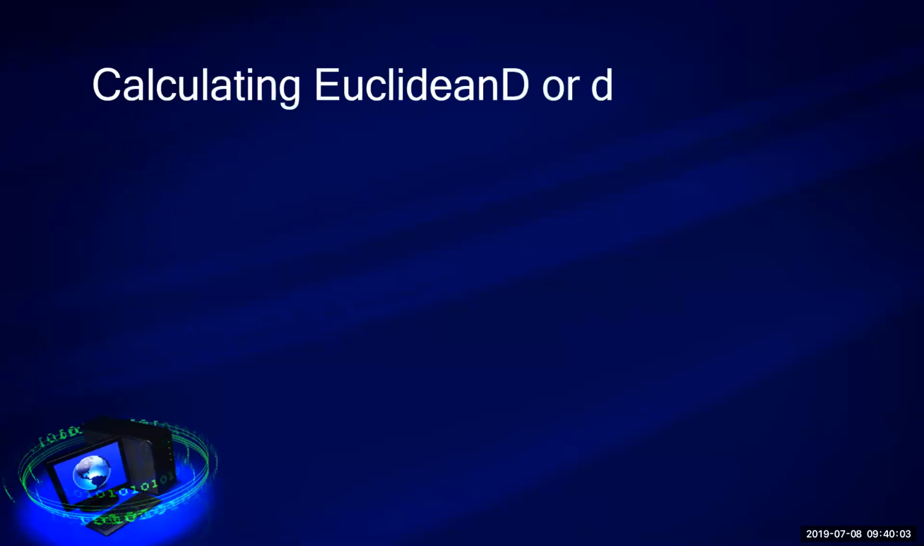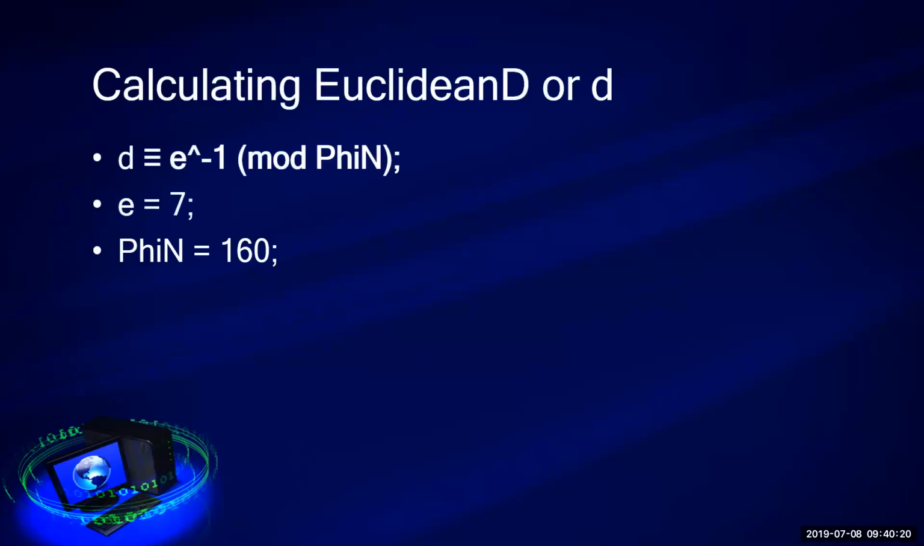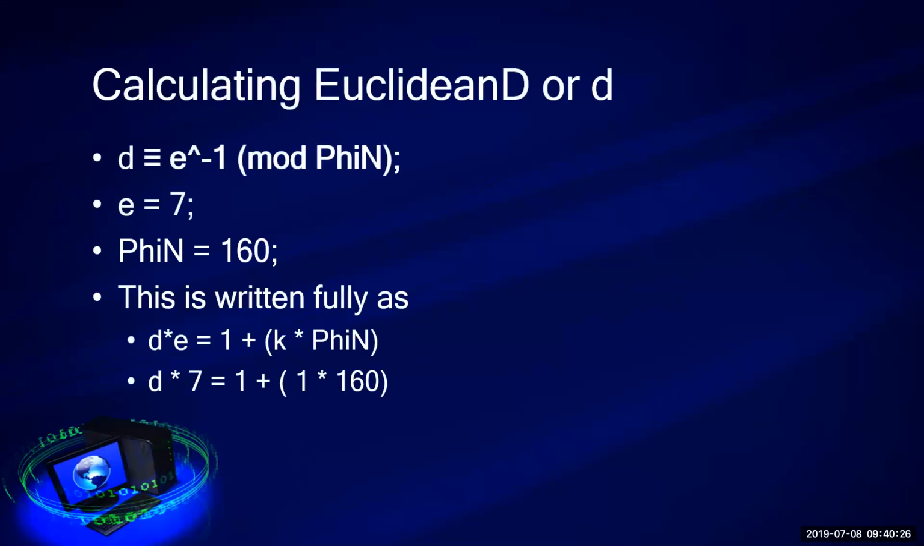So calculating the Euclidean D. D is defined as e to the power of -1 mod phi n. Now e we know as 7 and phi n we know as 160. So we can write this as d times e equals 1 plus k multiplied by phi n. Now we've got d, we still don't know d yet. We know e, so that's 7 equaling 1 plus 1 times 160.